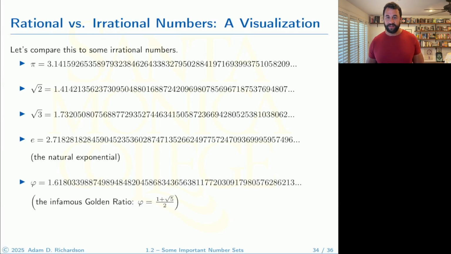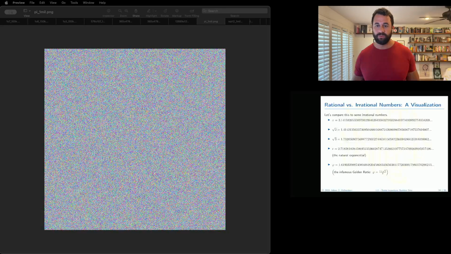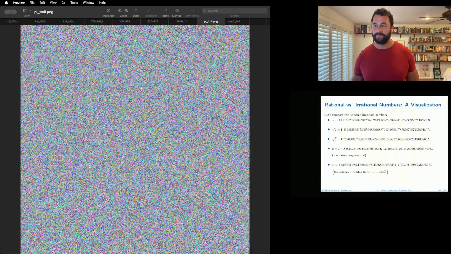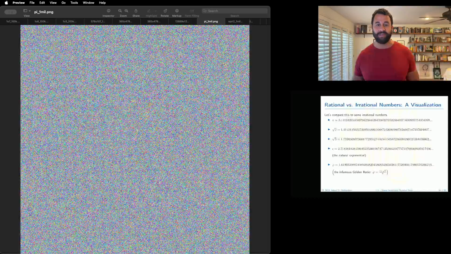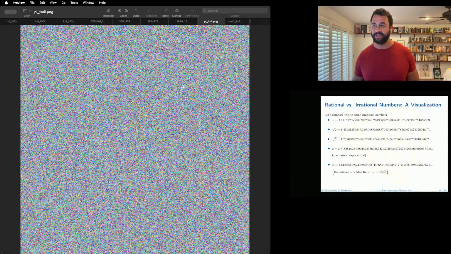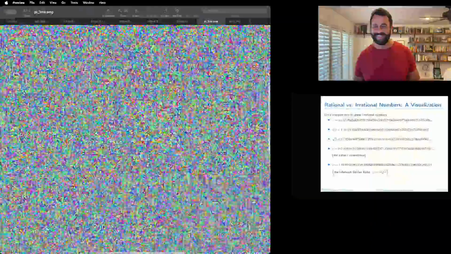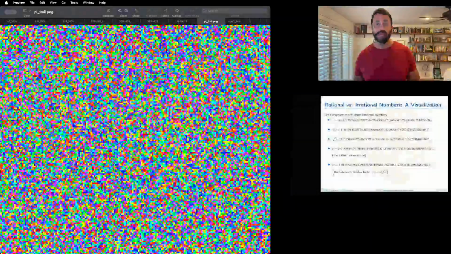Now let's compare this to some irrational numbers like pi. What do you think pi will look like? Let's take a look. I've got pi pulled up right here. Here's pi. Almost looks like static, right? Just pure static at this point. There you go. So you see there are no patterns.